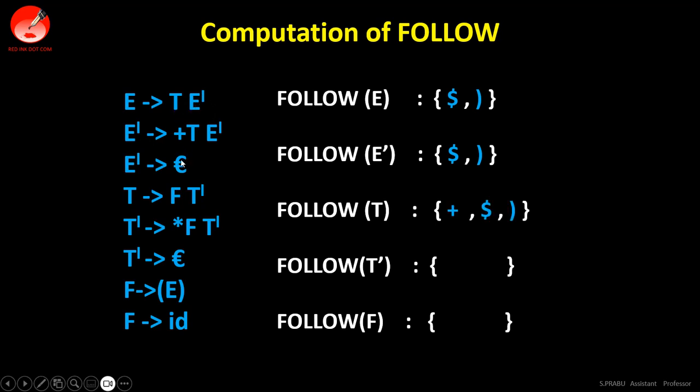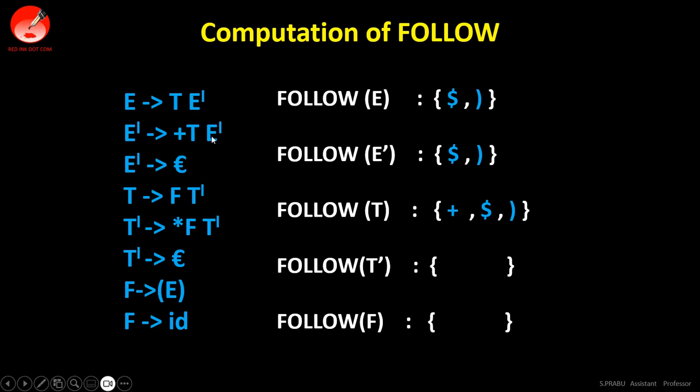And if I substitute epsilon here, there is no element in the next element. So the root element, capital E, can be copied into follow of T. So dollar and closed bracket can be copied here. And we can go to the next T.